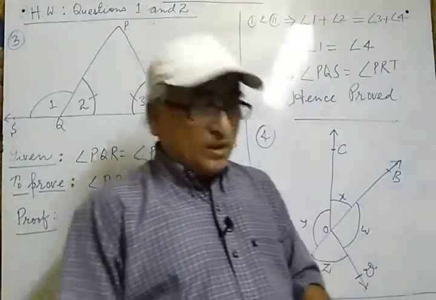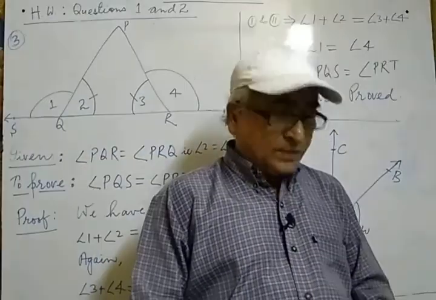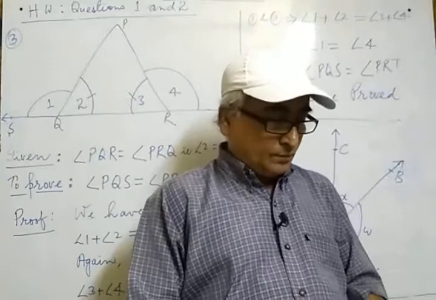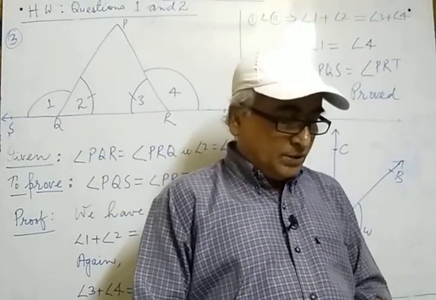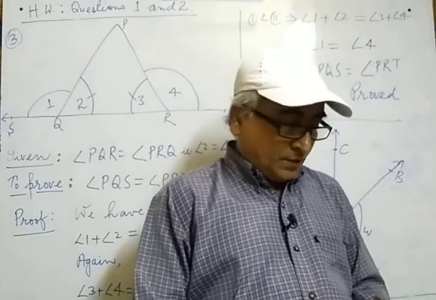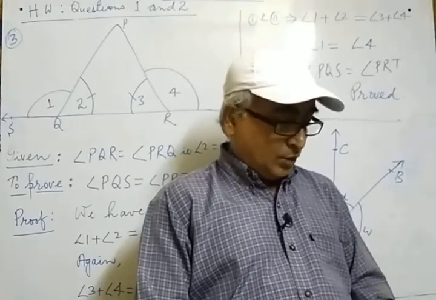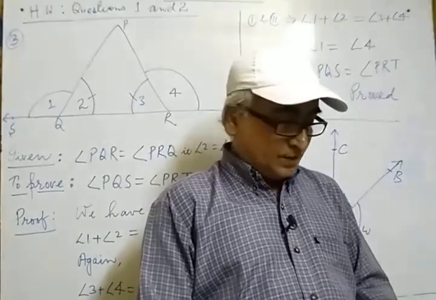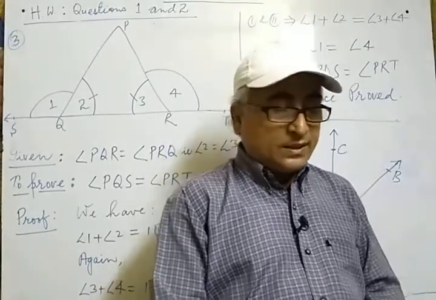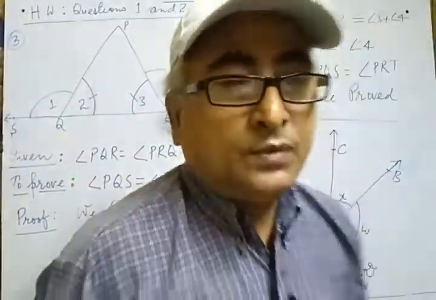What is given? A figure is given, figure 6.15, and a condition is given in this question. Angle PQR equals angle PRQ. Then prove that angle PQS equals angle PRT. This is the question. Very easily, by using the properties, we can try to solve it.